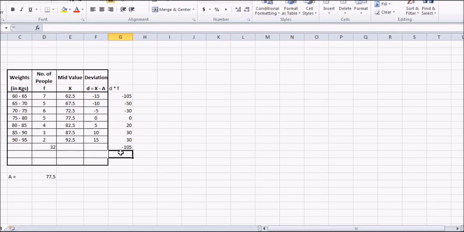Next we need to find the mean. Let's do it in one cell directly. Let me write arithmetic mean is A, which is 77.5, plus, put it in parenthesis, summation of df divided by summation of f, and the answer is 74.2187.